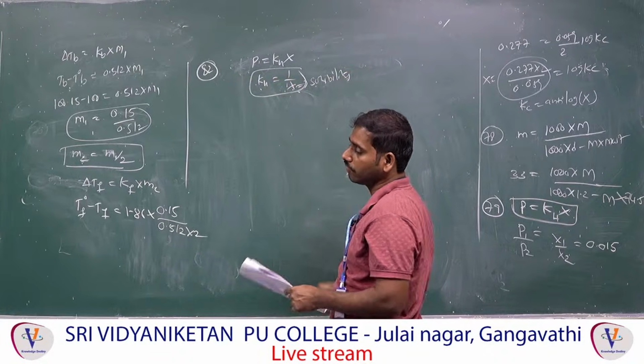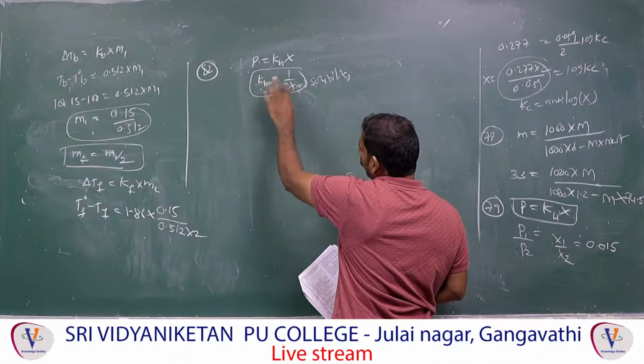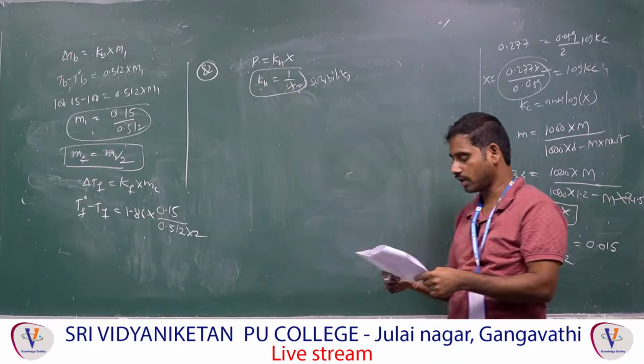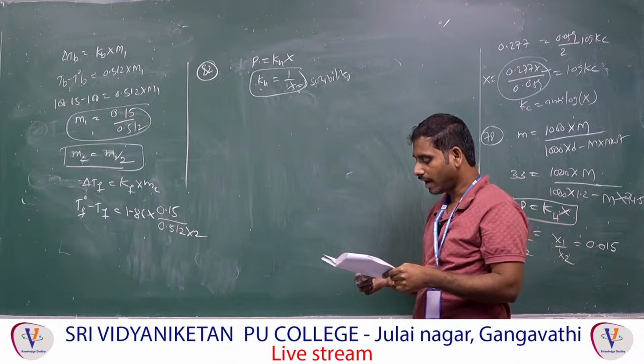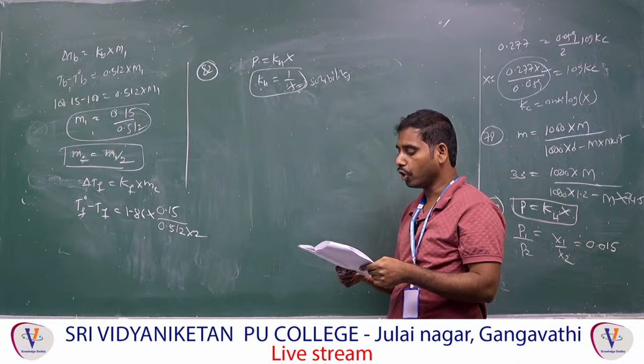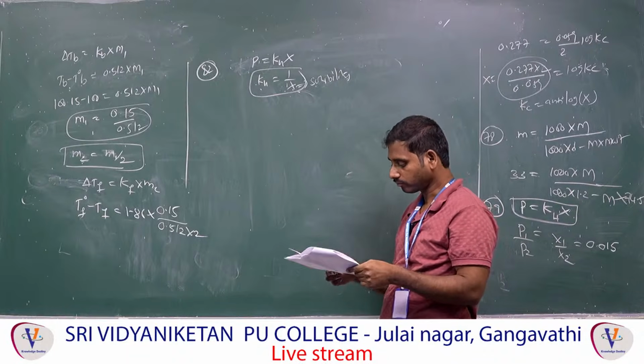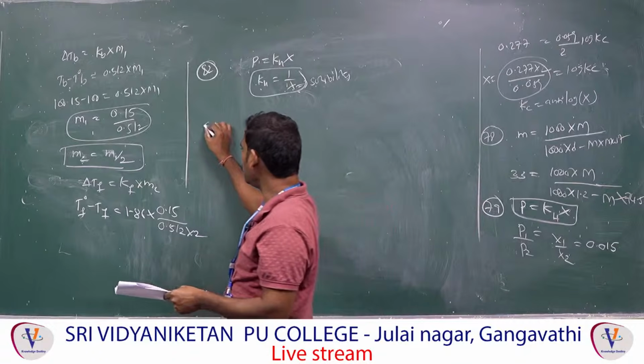Solubility and KH have an inversely proportional relation. Higher the value of KH, lower the solubility. Lower the value of KH, higher the solubility. So, in this, P is related to higher KH, S is related to lower KH. So, the answer is A and C. Next one, question number 83.